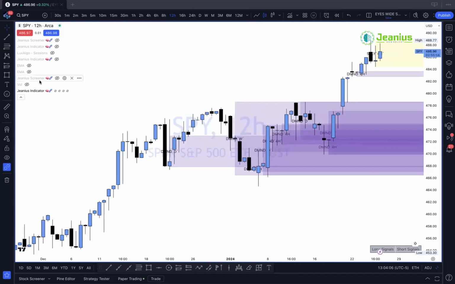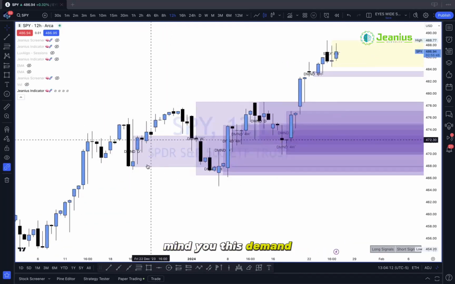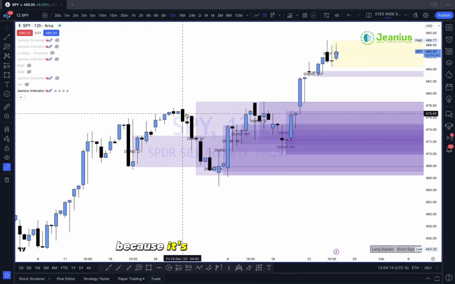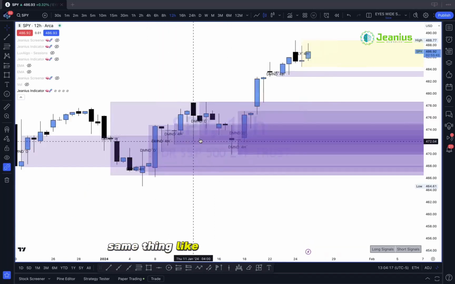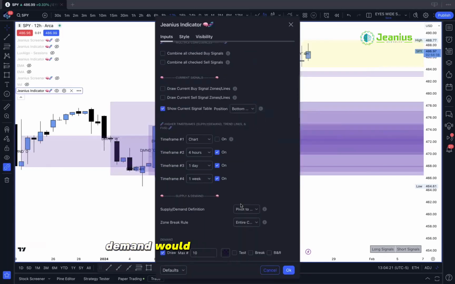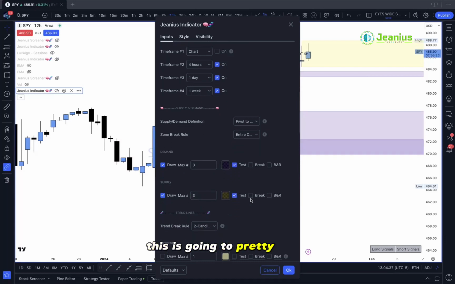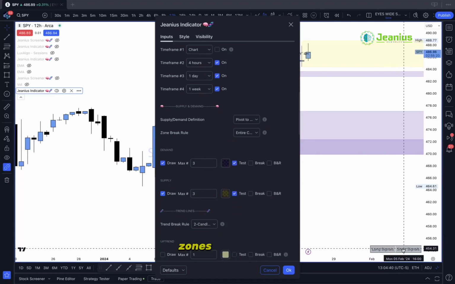Once again, remember, these are my settings, so that's why it's showing me all of these demands. Mind you, this demand wouldn't really count because it's already been tapped into. Same thing with these few demands here. The most recent demand would be the most important one. Also, if I turn this signal on, it's going to show me the demand zones down here, even if I turn these off.